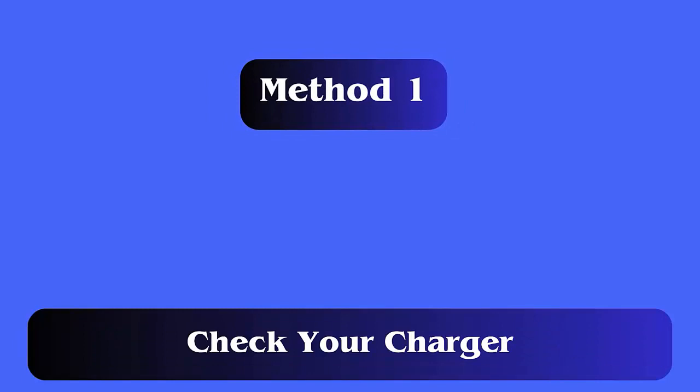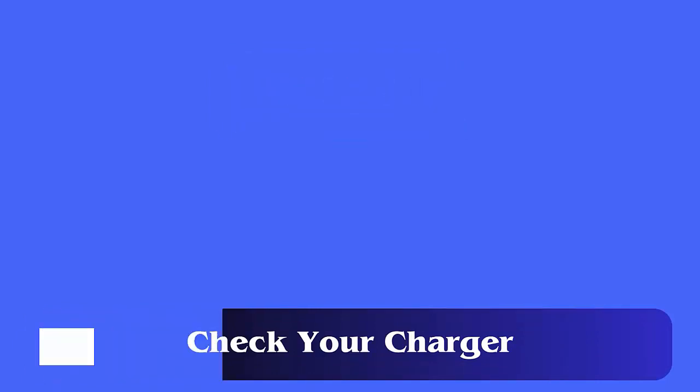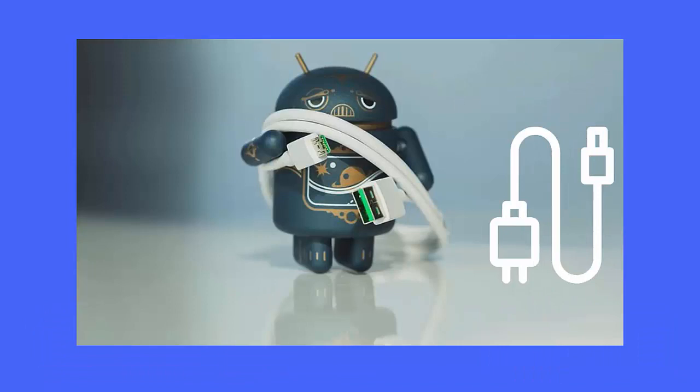Method 1. Check your charger. Your mobile phone battery drains fast due to your bad or faulty charger. In the charger, you have to check the cables are working properly or not. If it's defective, then change the cable and check for the error.